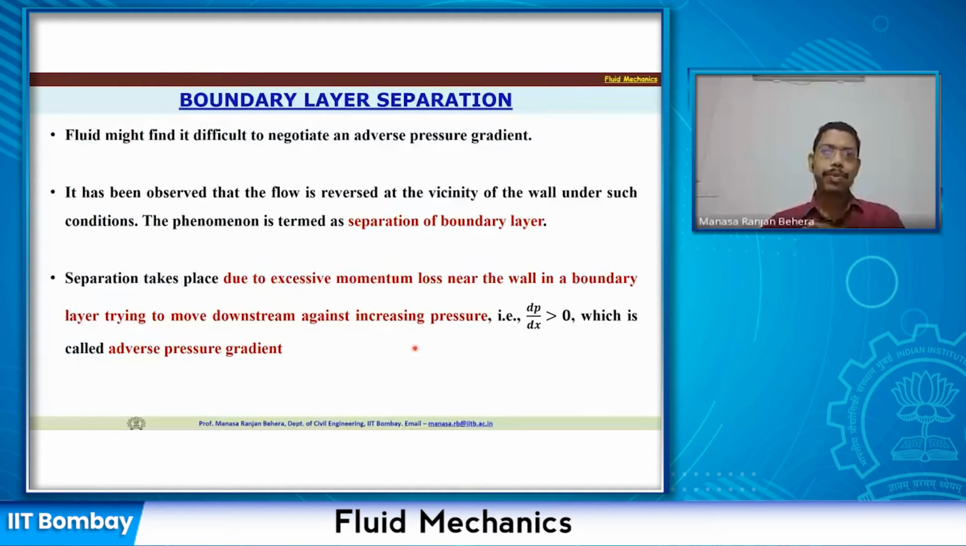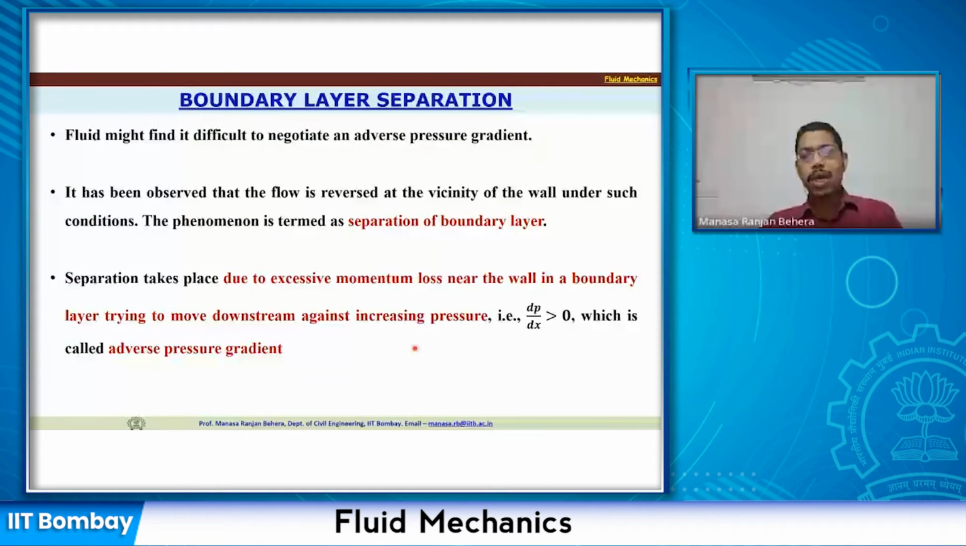So due to the excessive momentum loss near the wall in a boundary layer trying to move downstream against the increasing pressure, that is, dou p by dou x is greater than 0, which is called an adverse pressure gradient, the boundary layer separation happens due to the excessive momentum loss near the boundary or wall due to the positive pressure gradient.